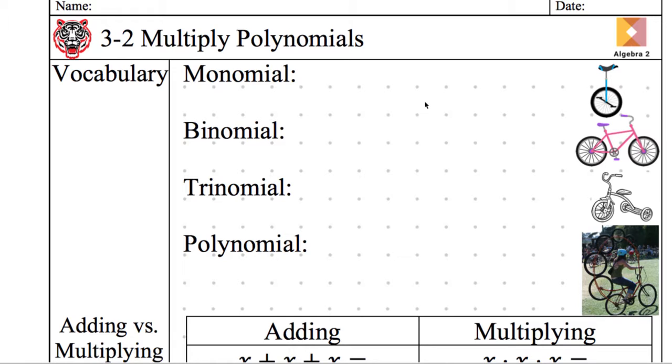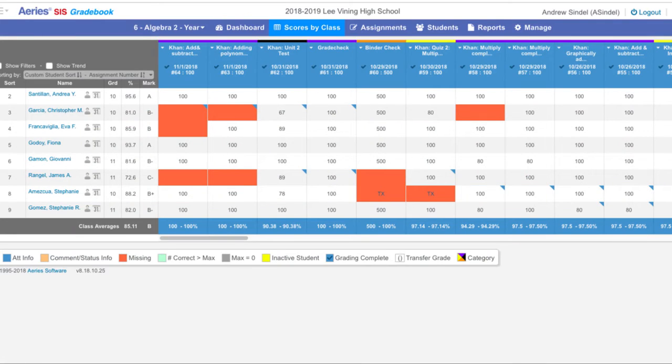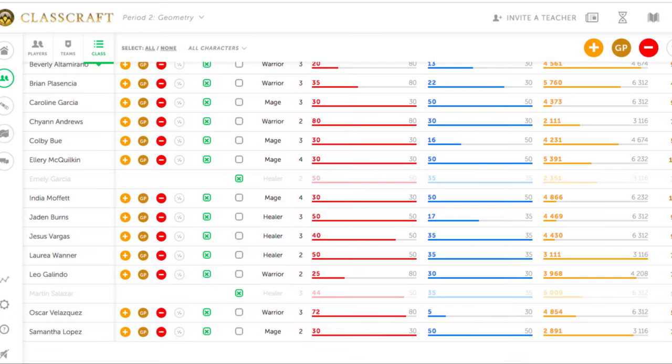A monomial. What is a monomial? Anyone? It's kind of like a unicycle. Monomial. Andrea, go for it. You're close. One term. So let's come over here. Andrea.